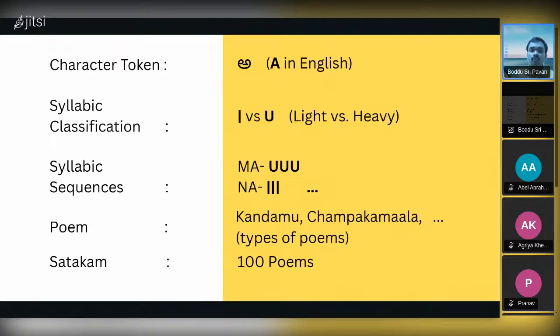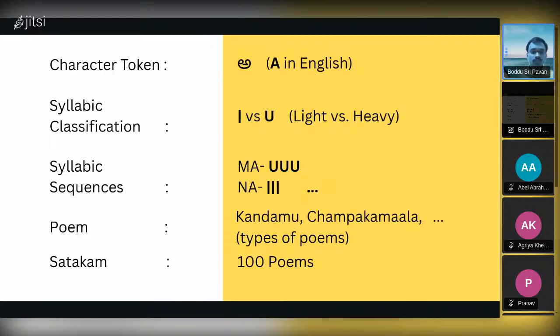Every character token in Telugu can be classified with respect to pronunciation, especially how lightly or how heavily the syllable is pronounced. If the particular syllable is pronounced light, it is generally called Laghu, and it is represented with the letter I. If it is pronounced heavily, with some broad elongated pronunciation, it is represented using the symbol Guru, that is, U.